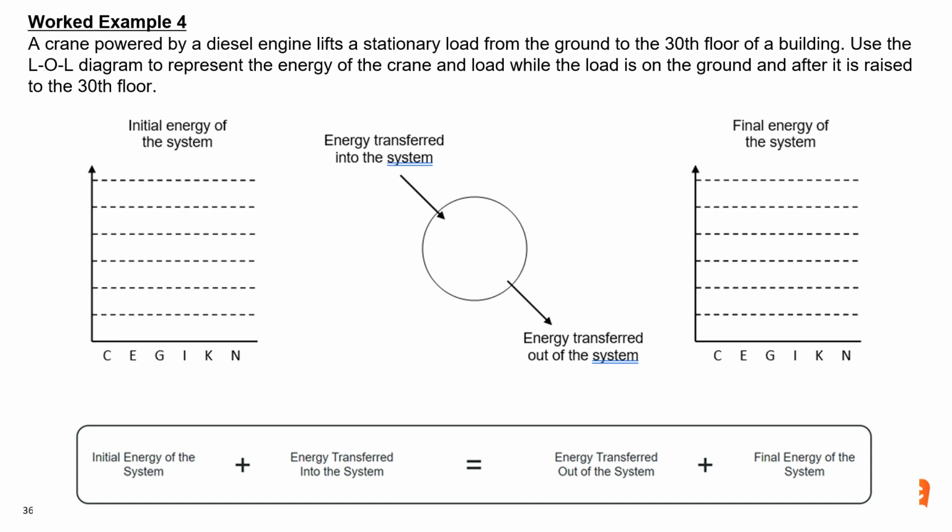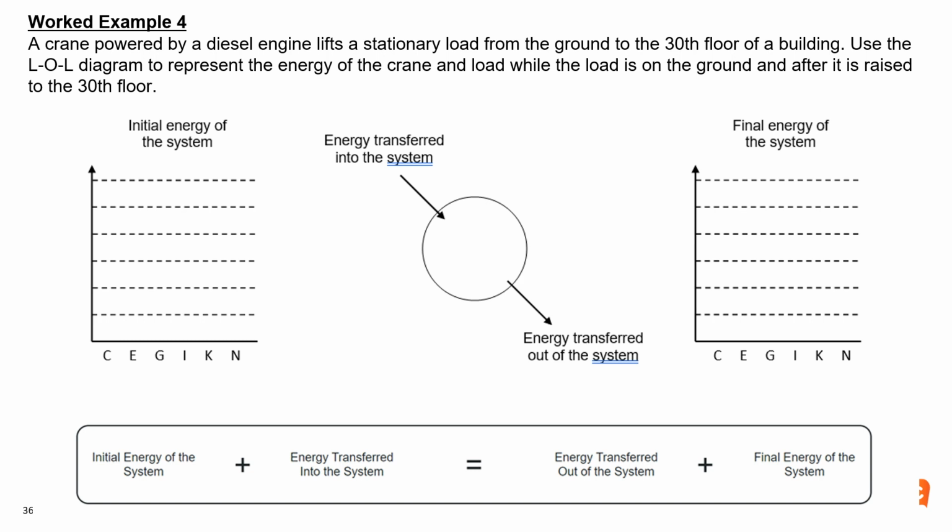For our worked example 4, what we have here are the LOL diagrams. These are very useful ways for us to look at or represent the energy being transferred into or out of a system, in the initial state and the final state. So you see over here, we call it an LOL diagram because the graphs on the left and the right representing the initial and the final energy look like L's, and we have an O representing the system itself.